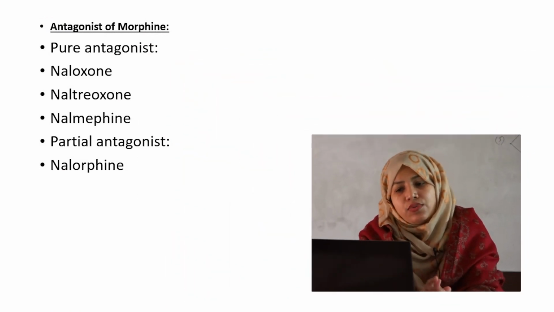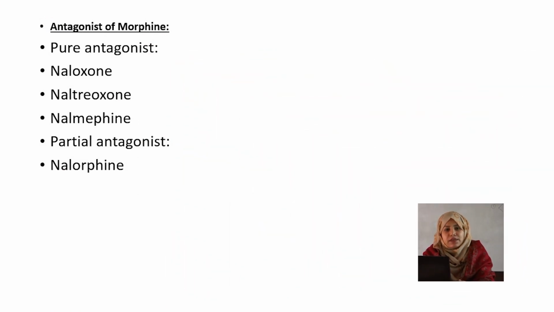Now, what are the antagonists of morphine? Antagonists can be divided into two types. Number one is pure antagonist, number two is partial antagonist. Pure antagonists are naloxone, naltrexone, nalmefene, and partial antagonist is nalorphine. Naloxone is short acting and naltrexone is long acting.